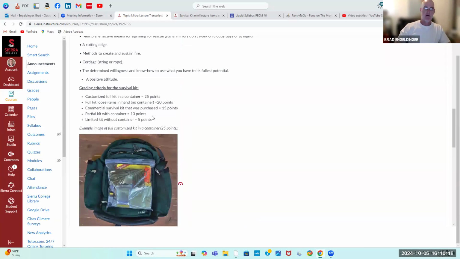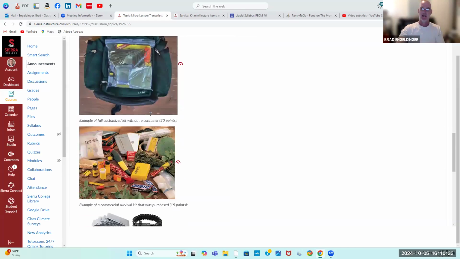Going back to our rubric here, a partial kit with a container, maybe 2 of the 5 C's, you get yourself 10 points. And a limited kit without container, maybe bringing in one or 2 C's without the container, that's only going to get you 5 points. So make sure you get at least your 5 C's or more inside of a nice container.